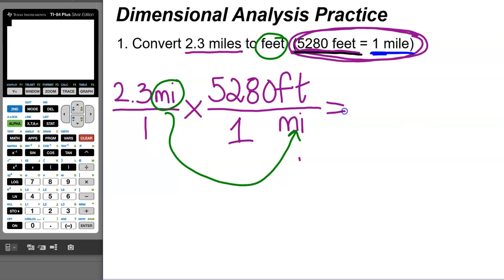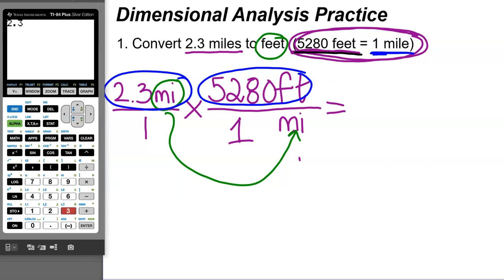My last step is just to solve this problem using my calculator. And remember that we multiply everything in the numerator, so we're going to multiply 2.3 times 5,280, and then we divide by everything in the denominator. So divide by 1 again, which of course will give me the same thing. So I don't actually need to type that part into my calculator. So I'm going to come over here, 2.3 times 5,280. And that I'm going to hit enter. And then if I did need to divide by my denominator, I could hit divided by 1. But of course, if I do that, it's going to still give me the same answer.